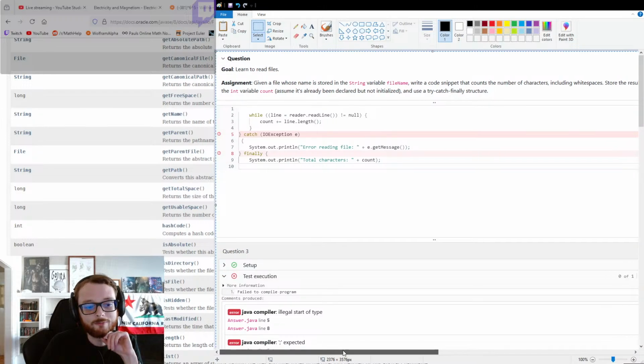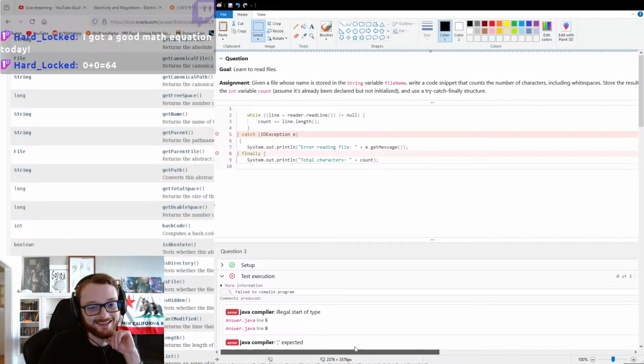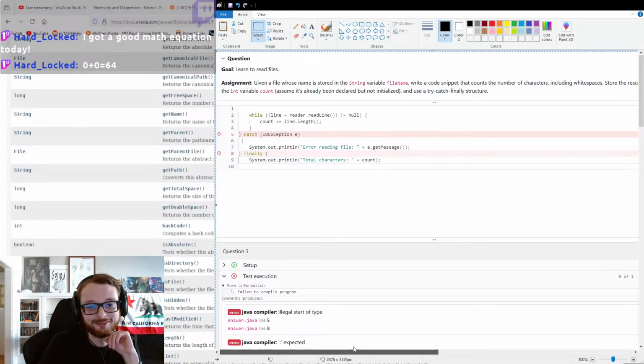Got a math equation today. What's that hard locked? Zero plus 0 equals 64. That's a great math equation. You can prove it? How's that?